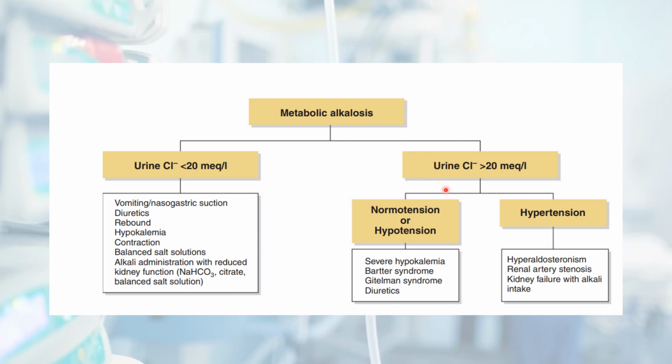Now, the causes with urine chloride more than 20 milliequivalents per liter can be further divided into normotension or hypotension, and hypertension. The causes with hypertension causing metabolic alkalosis are hyperaldosteronism, renal artery stenosis, and kidney failure with alkali intake. The disorders causing hypotension with metabolic alkalosis can be severe hypokalemia, Bartter syndrome, Gitelman syndrome, and diuretics. The first group is saline responsive, whereas this second group is saline resistant.